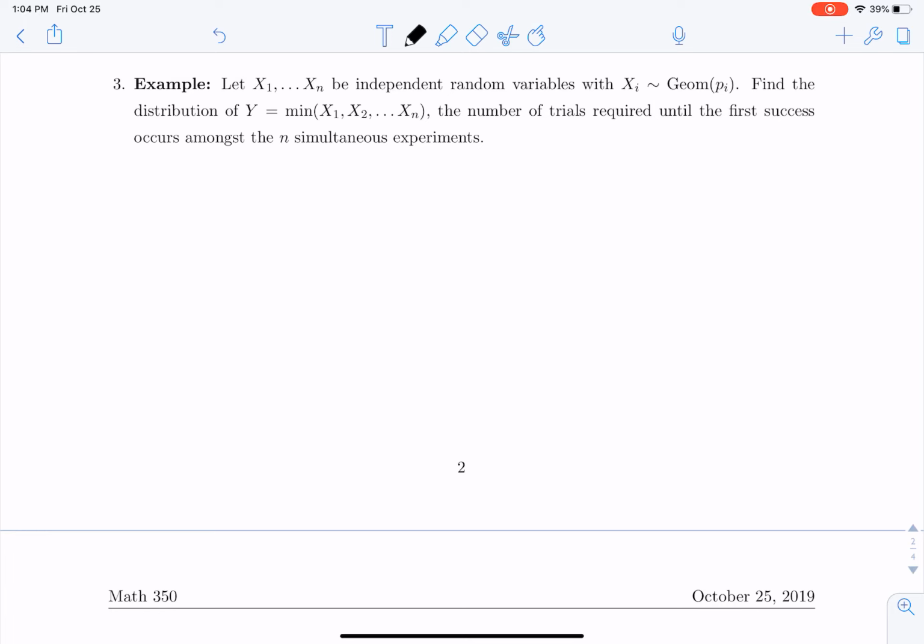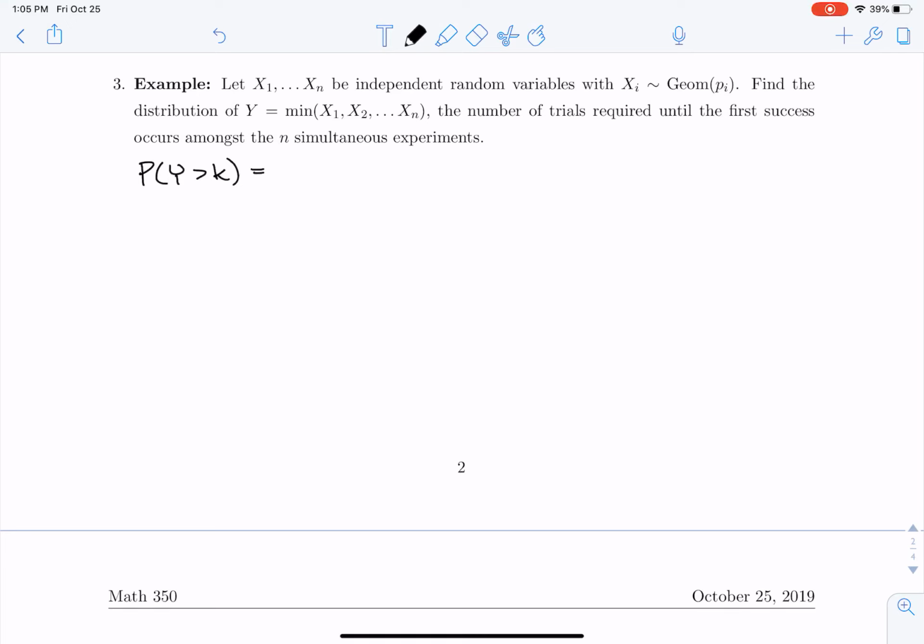So you can imagine that we perform the same experiment simultaneously n times, and we keep running that experiment over and over and over again until one of the n experiments has a success. And that is what y is describing. So we want to figure out what is the probability distribution for y, and a clever trick is to look at what is the probability that y is greater than some value k.